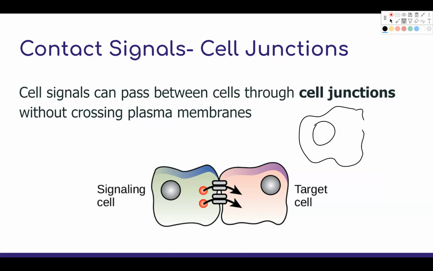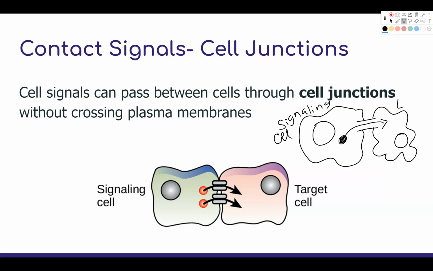We've got cell 1. This is going to be our signaling cell. And there's going to be a little cell junction. And it's going to send a signaling molecule to the target cell, the cell that is meant to receive this signal. This is a contact signal because those cells have to be connected and touching one another in order to receive this signal. And it's through this cell junction, which is like a little connection between the cytoplasm.